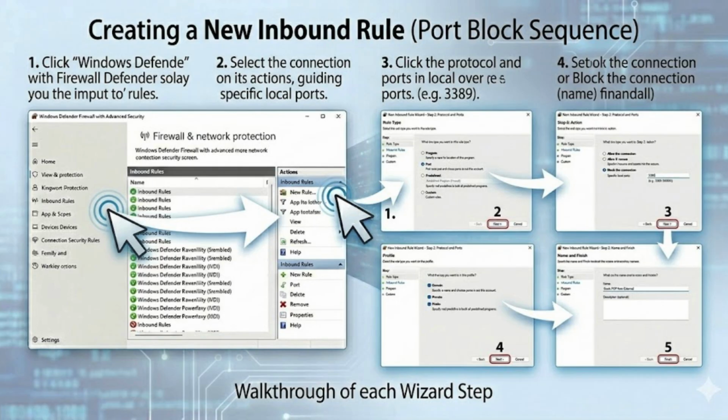Click Next. Choose which profiles this rule applies to: domain, private, and public. For maximum protection, check all three. Click Next. Give your rule a name, something descriptive like Block RDP from external, and click Finish.